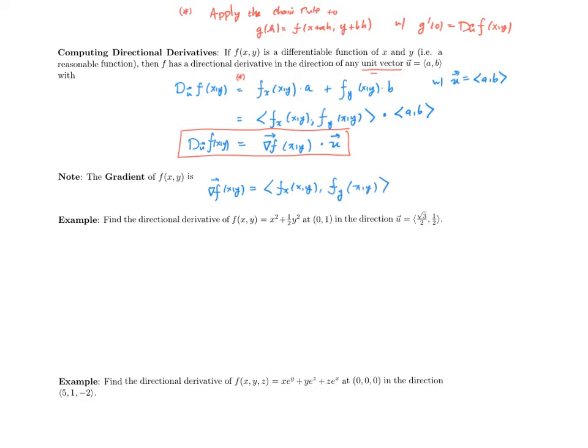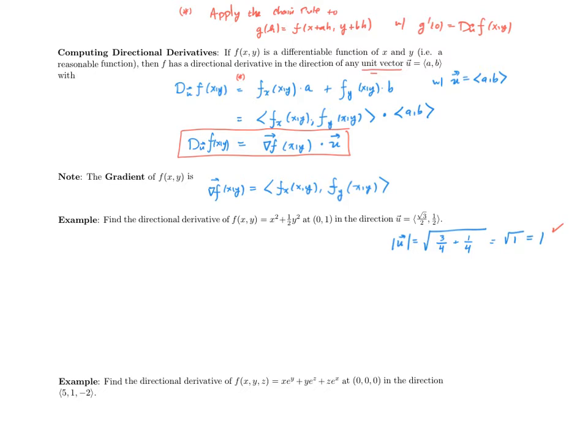So let's go ahead and apply this idea to a concrete example. Let's find the directional derivative of the given function at the point (0, 1) in the direction of this vector u. The first thing I want to check and note is that u is in fact a unit vector. The magnitude of u would be the square root of the sum of the components squared. So root 3 over 2 squared is 3/4, plus 1/2 squared is 1/4, and the square root of 1 is 1. So check, u is in fact a unit vector.